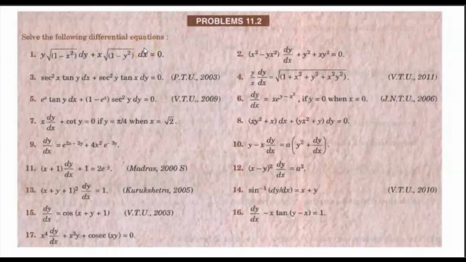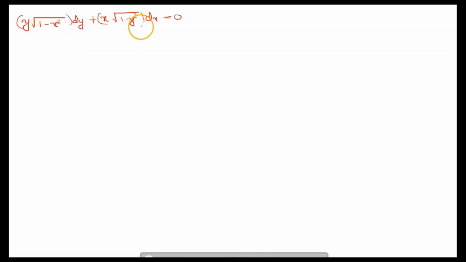Now let's solve exercise 11.2. First question is y root 1 minus x square dy plus x root 1 minus y square dx is equal to 0. So let's solve this. First we need to separate variables. So here y and x is there, here x and y. So let's separate: y root 1 minus x square dy equal to minus x root 1 minus y square dx.